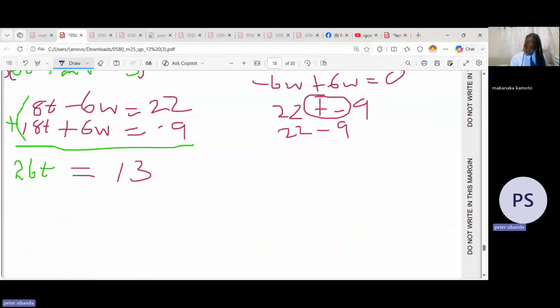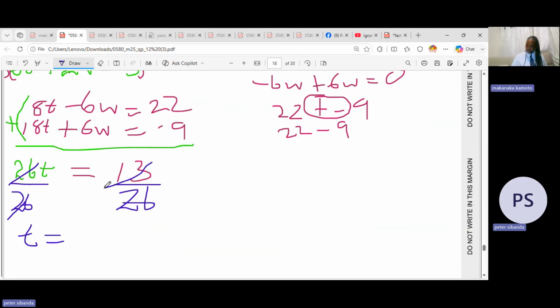So that makes sense here. When we divide by 26, this and this cancels. t equals 18 over 36, which is half. t equals half. We get the same answer. After getting the value of t, we can pick any of the original equations.